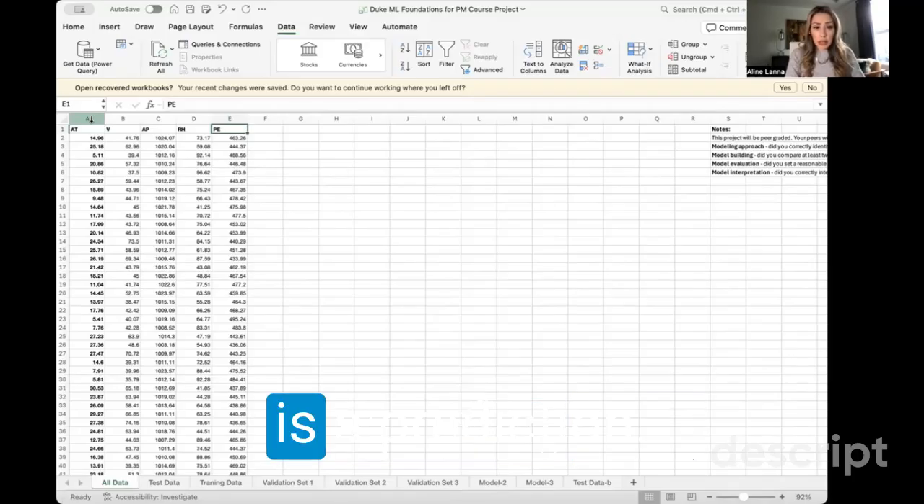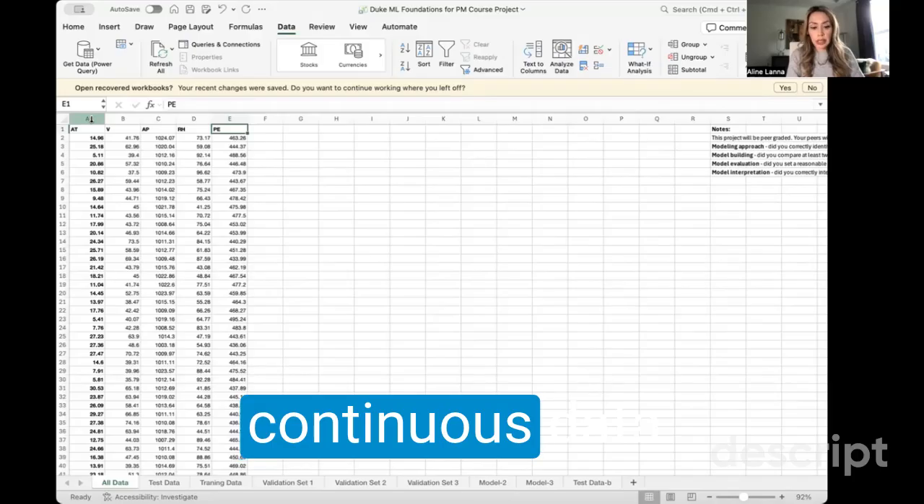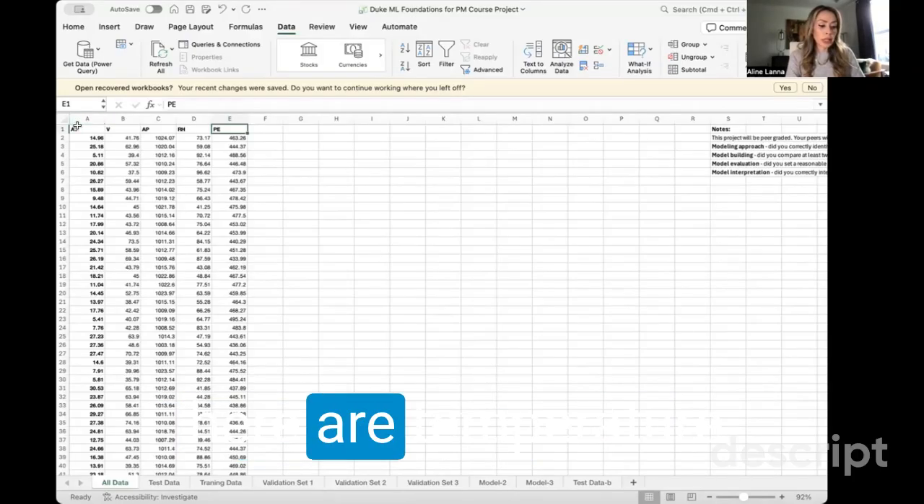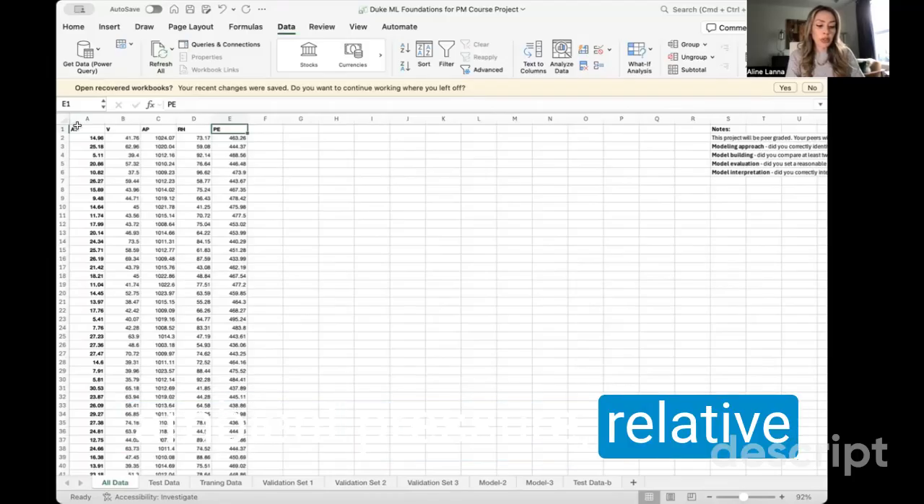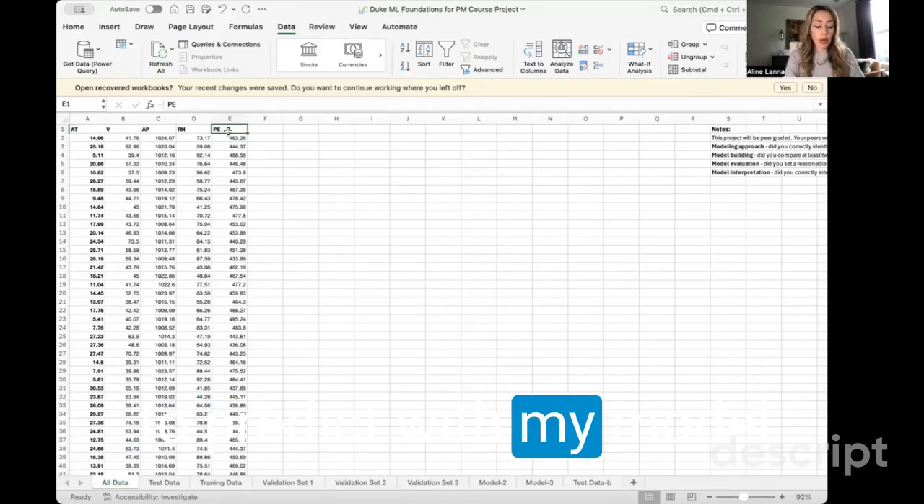My modeling task is a prediction. My data type is structured continuous data. And the features to use here are temperature, ambient pressure, relative humidity, and exhaust vacuum. The energy output, this is my target, and this is what I'm trying to predict with my model.